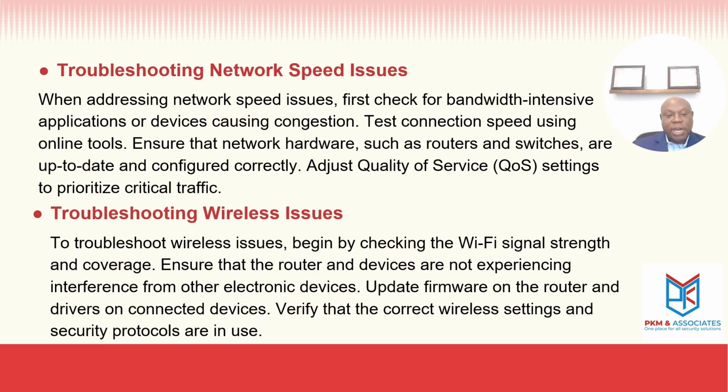When we're moving on to wireless issues, you want to troubleshoot by checking the Wi-Fi strength and the coverage. I covered early on 2G, 3G, etc. That could have an impact. You want to ensure the router and devices are not experiencing interference from other electronic devices. You want to make sure you're updating the firmware on your router and your drivers are connected correctly. You want to verify the correct wireless settings and security protocols are in use. So again, these are some of the areas you want to look at from a troubleshooting perspective.